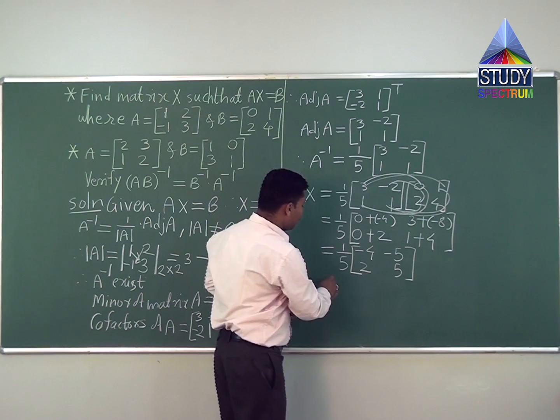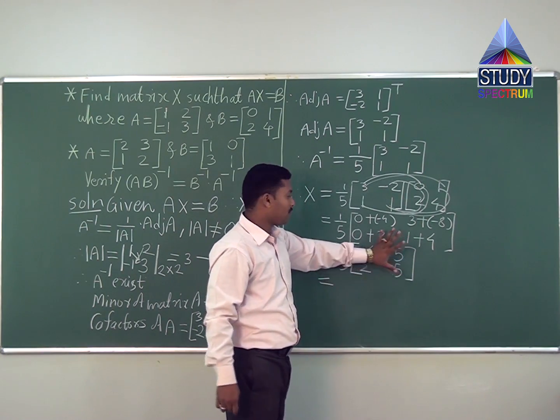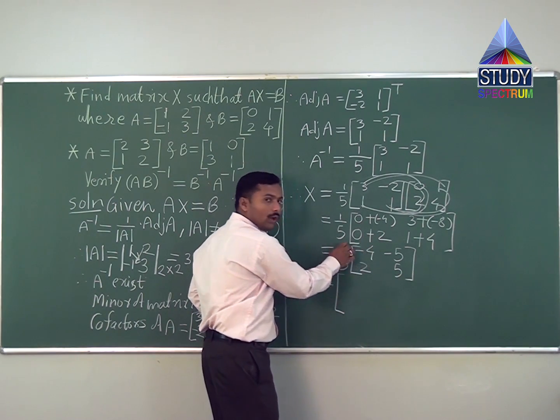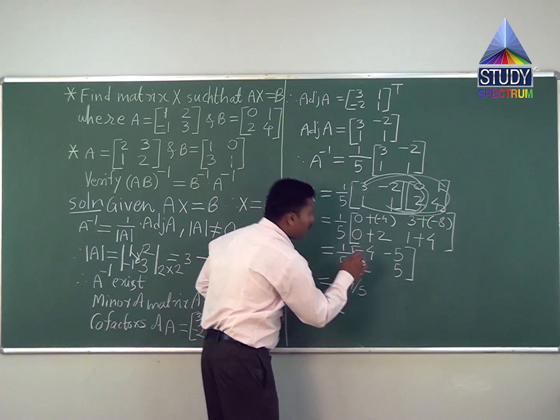So lastly, multiply this number to all numbers of this matrix. So what do we get? Minus 4 into 1 upon 5, minus 4 upon 5.